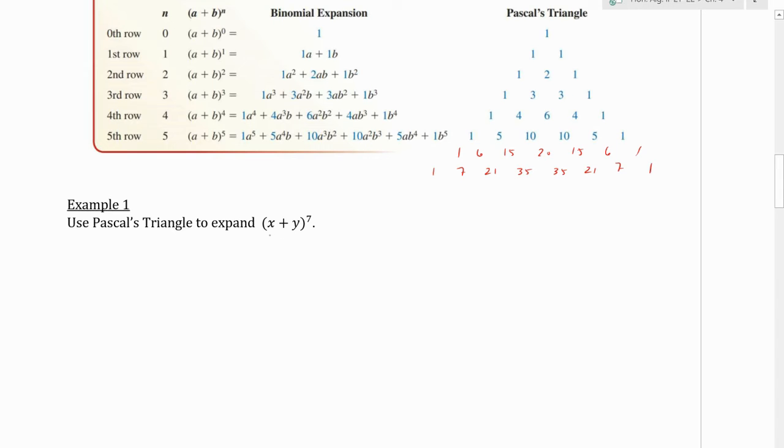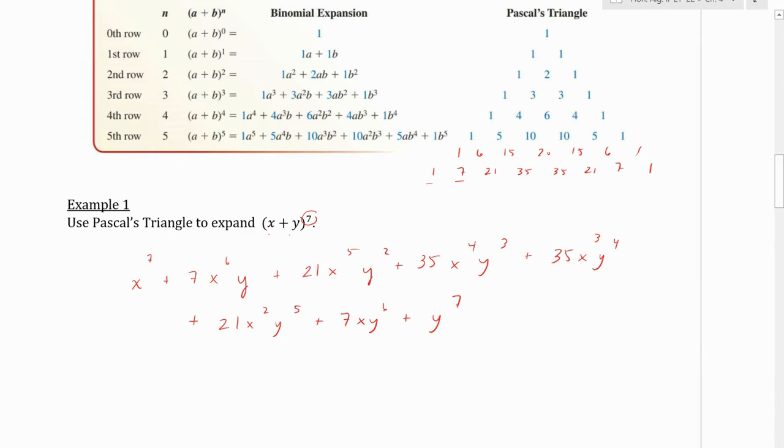So if I'm just looking, it's just x's and y's. I start out with 1 of the x to the 7th plus 7, lose a power on the x, gain a power on the y, plus 21x to the 5th y squared, plus 35x to the 4th y cubed, plus 35x cubed y to the 4th, plus 21x squared y to the 5th, plus 7xy to the 6th, plus 1y to the 7th. And if you kind of lose track, these powers always add up to 7.